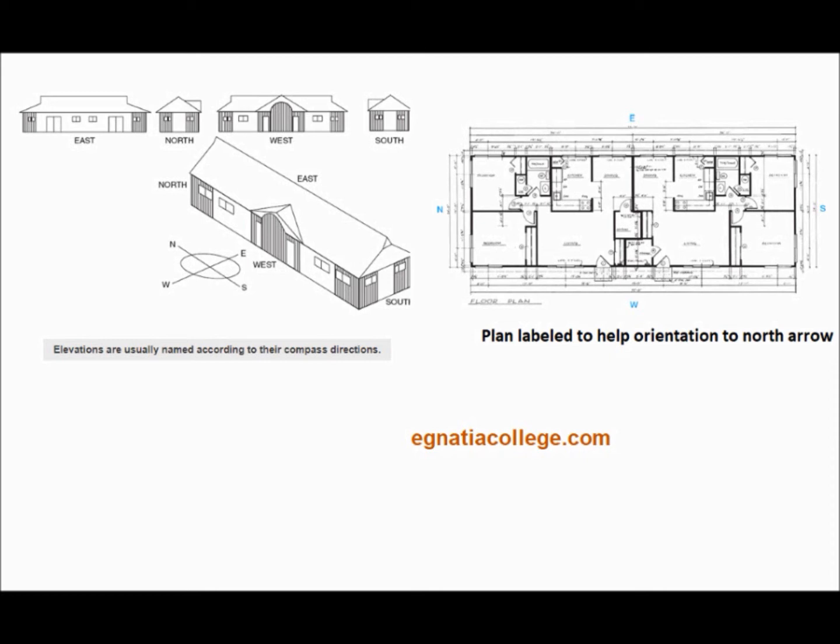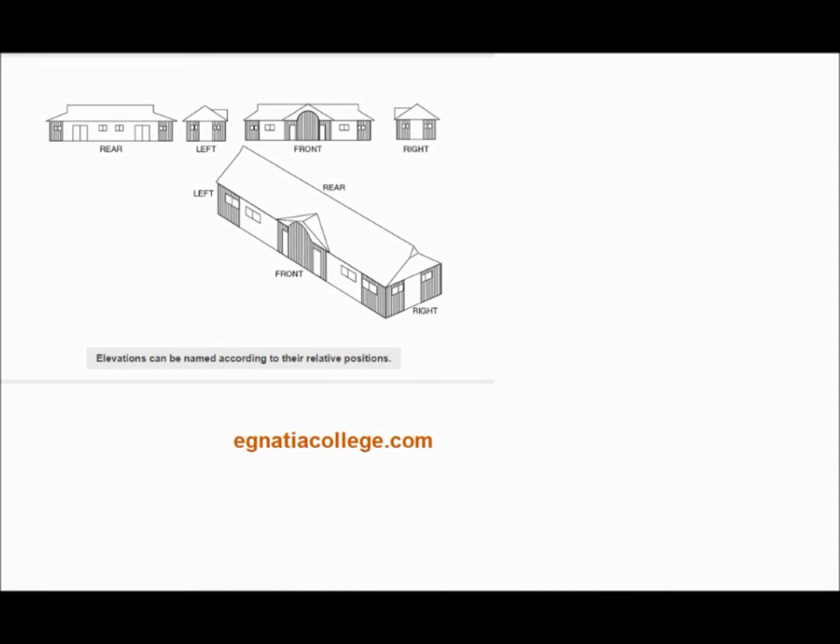When the elevations are named according to compass direction, they can be oriented to the floor plan, foundation plan, and site plan by the north arrow on those plans. It might help to label the edge of the plans according to the north arrow. Labeling elevations according to compass direction is not always possible.